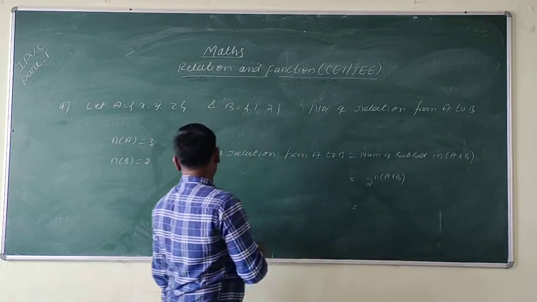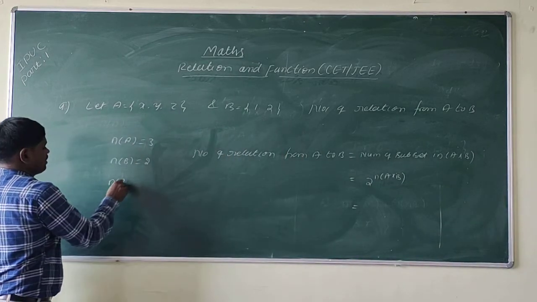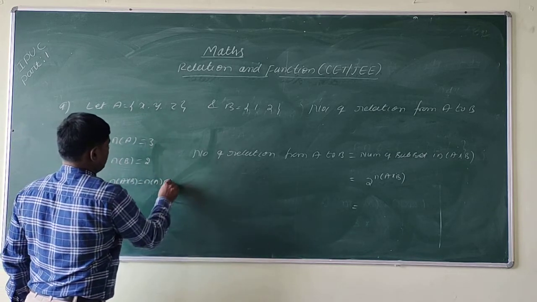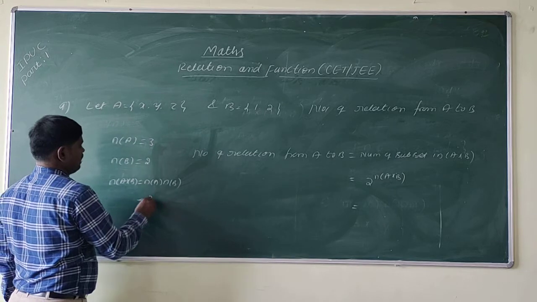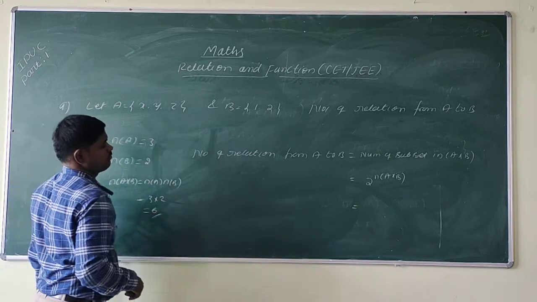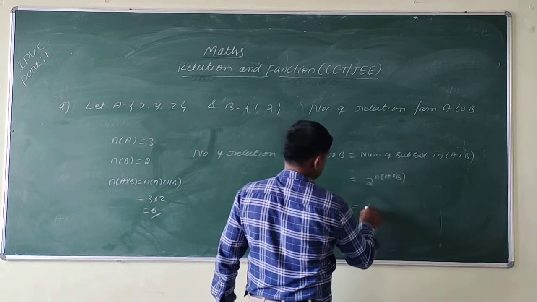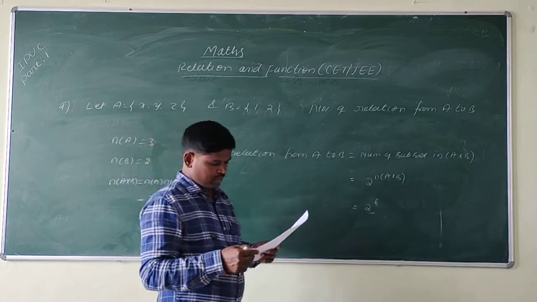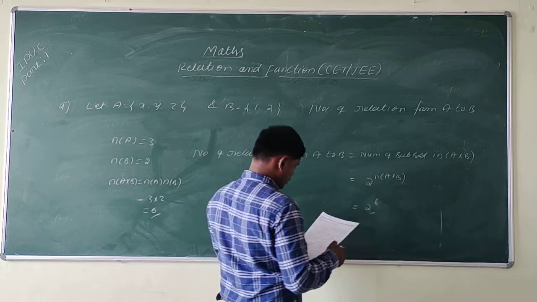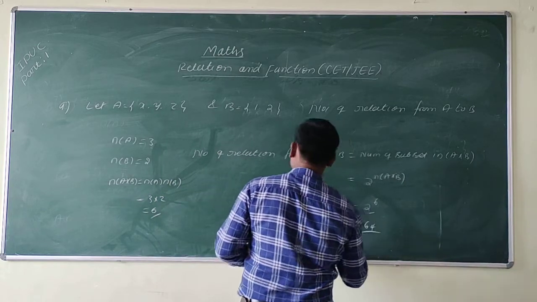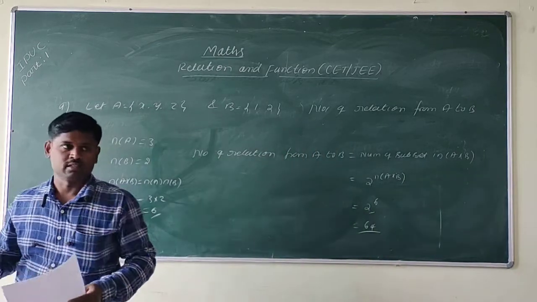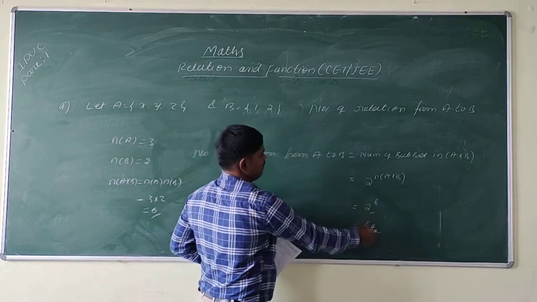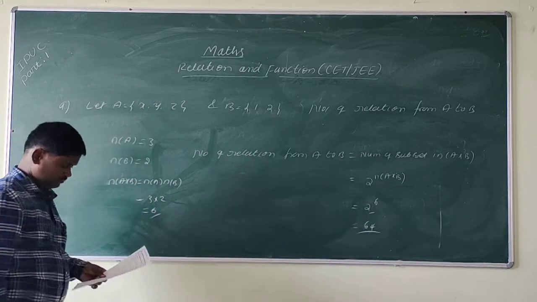Now n of A cross B is nothing but n of A into n of B. So that is 3 into 2, which is equal to 6. Therefore 2 to the power of 6 is 64. So option B is the right answer. The number of relations from A to B is given by 64. So write it down.